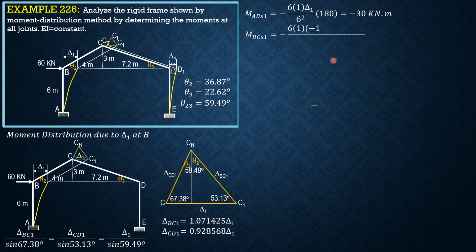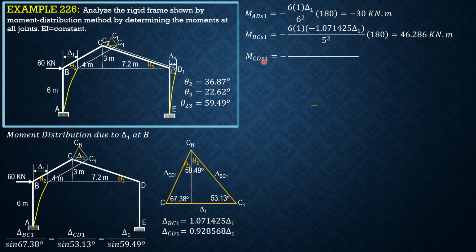Moment BC due to sideway of 1 is negative 6 times 1 times negative 1.071425 delta 1 over 5 squared. This is negative because the rotation of chord BC is counterclockwise. So remember, this is the final position of C. So this is chord BC. From original BC to final position, it's counterclockwise. That's why it's treated negative, over length squared, which is 5 squared. So 3, 4, the length of BC is 5. Times the same constant, 180, so 46.286 kilonewton meter.